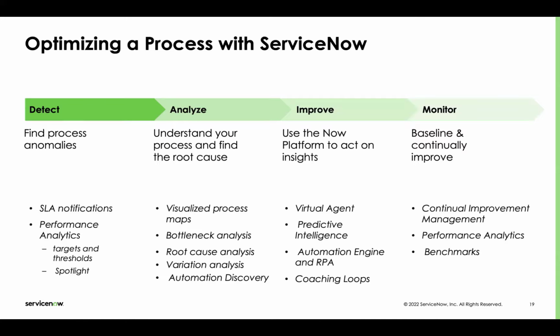In the detect phase, what you're looking for is you're trying to identify things that are going bump in the night, something that's not right with the process. And there are some capabilities in the platform you're probably already using today to help you do that. Things like notifications, specifically on SLAs perhaps, or performance analytics and the targets and thresholds that you set, or maybe you're using Spotlight to identify something that's out of whack within your process.